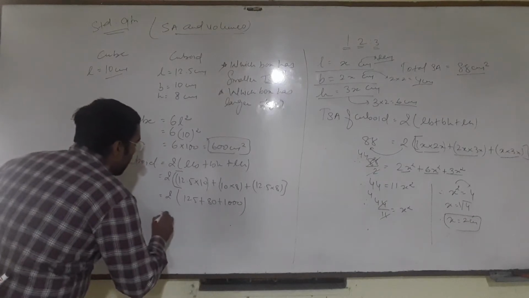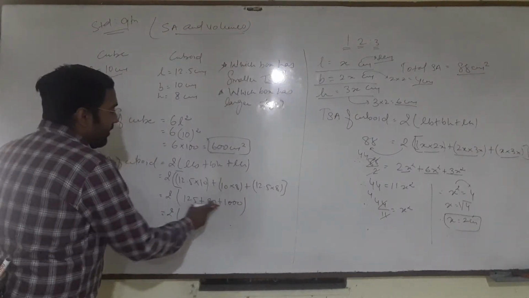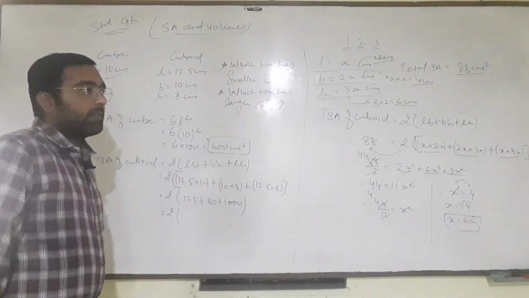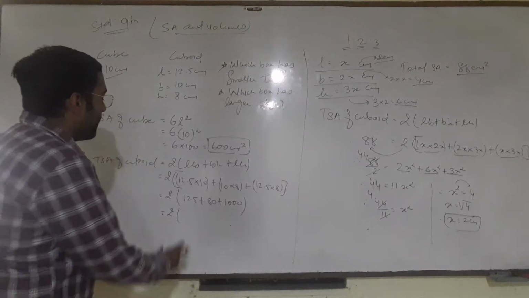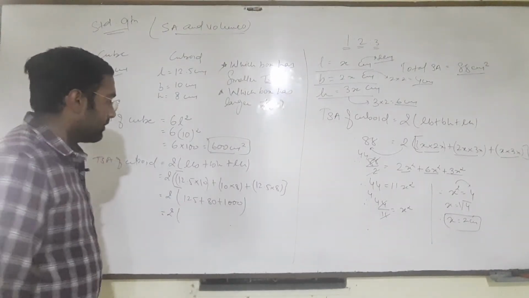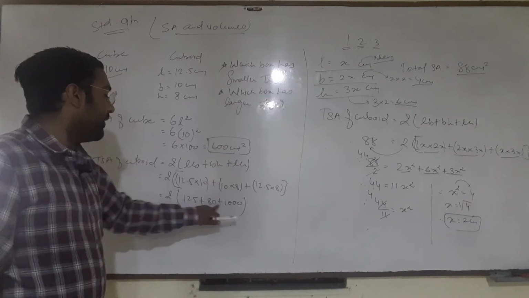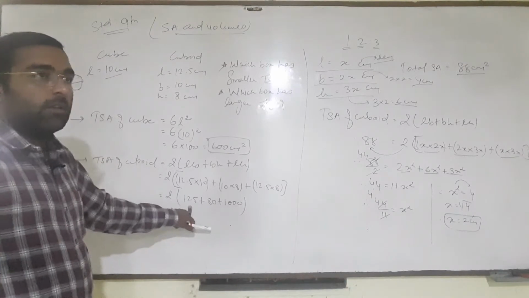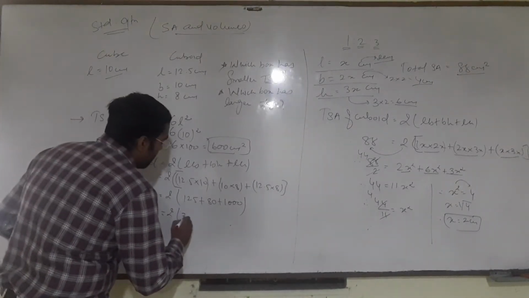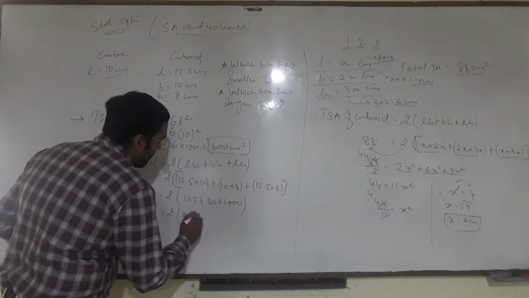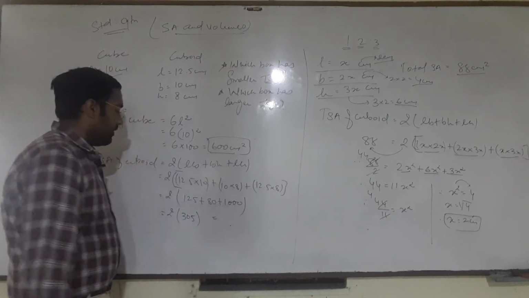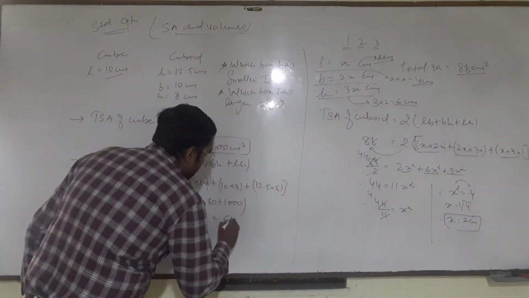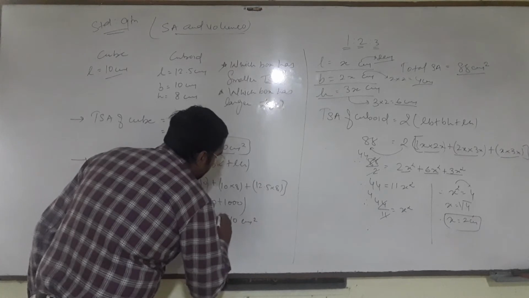Now I'll add them. 100 plus 80, 180, 180 plus 100, that is 280, 280 plus 20, that is 300, 300 plus 5, that is 305. Okay. So 305 into 2, that is 610, that is 610 centimeter square.